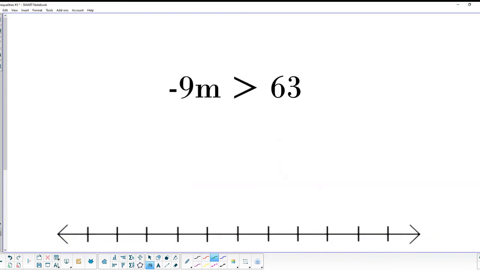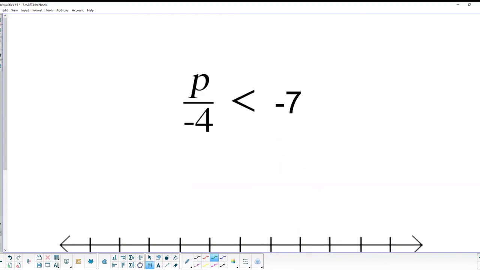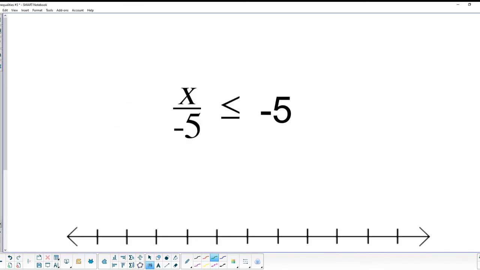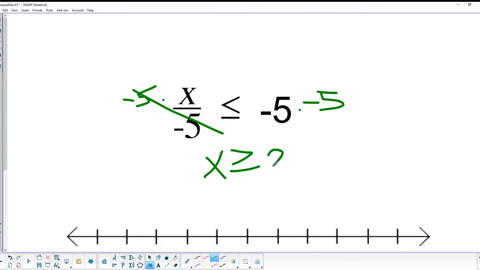All right. Let's see, how many more we got? We got a few more. Let's just do a couple more here. Let's try this one. Multiply both sides by -5. Because we multiplied by a negative, because of that -5 under the x, the inequality arrow switches direction. And -5 times -5 is positive 25.